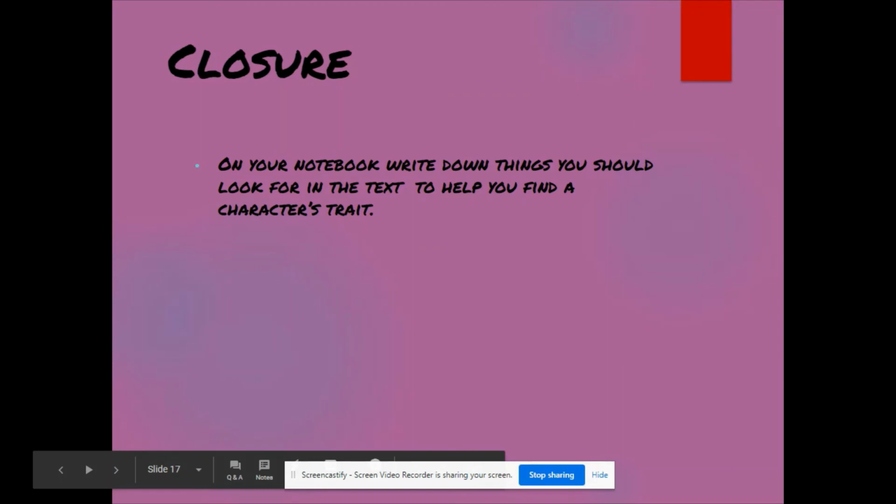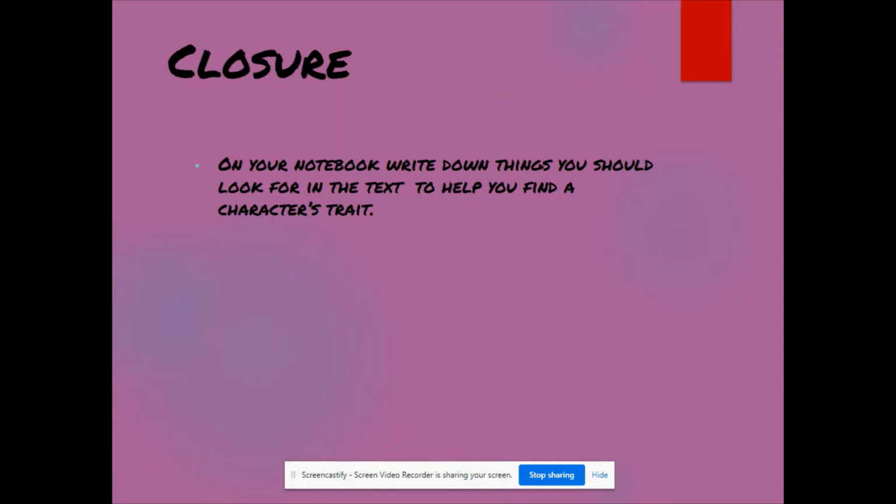And with this, friends, we have reached the end of our lesson for today. So here is your exit ticket. I want you to, in your notebook, write down things you should look for in the text when you are trying to find the character traits of your favorite character in your favorite book.